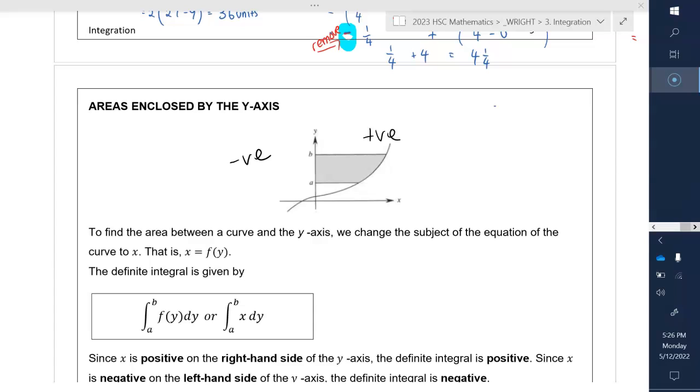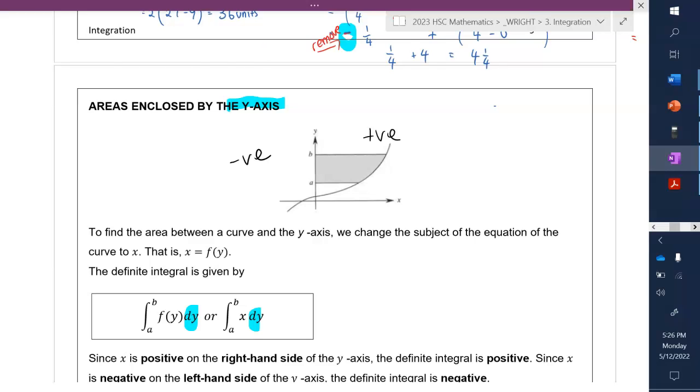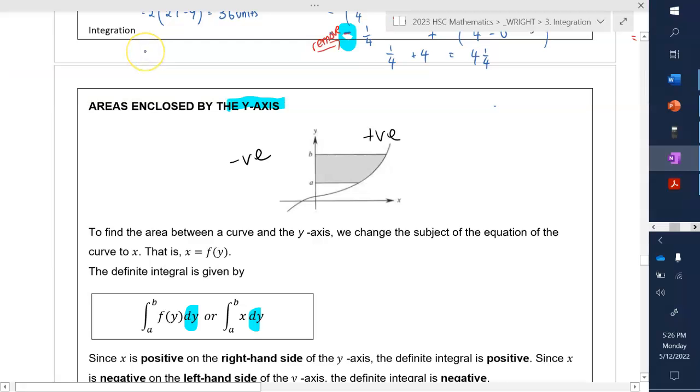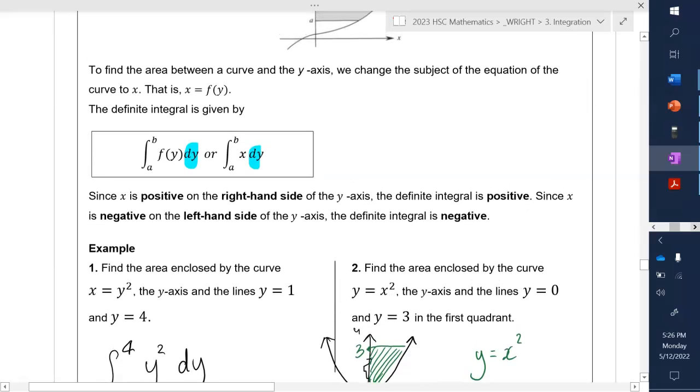To find the area between a curve and the y-axis, we change the subject of the equation of the curve to x. That is, x equals f of y. To find a definite integral, we're going to be integrating with respect to y. So when we're finding the area enclosed by the y-axis, our integral will be with respect to y, and our function won't be y equals, it will now be x equals.